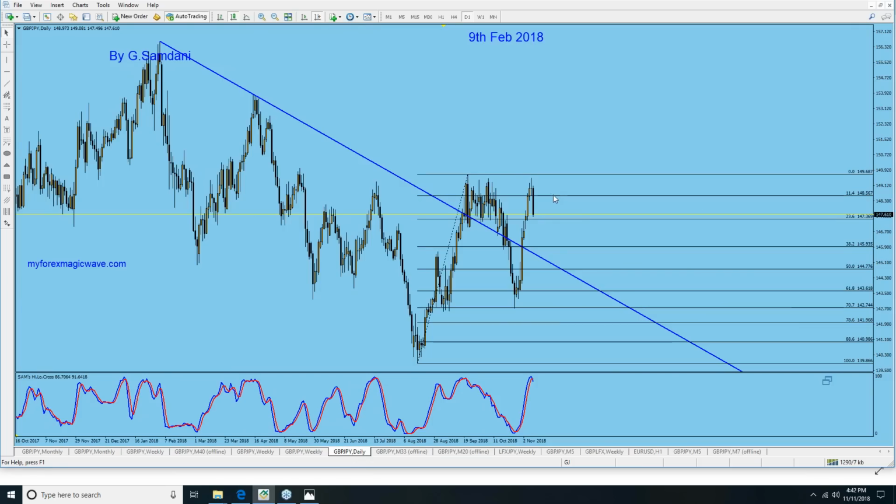Especially looking at this, you see, this is how the daily is showing. It's a very powerful candle. Usually when you have something powerful like that, you get a little bounce and then it continues to drop, right? So be aware of that. That's all.